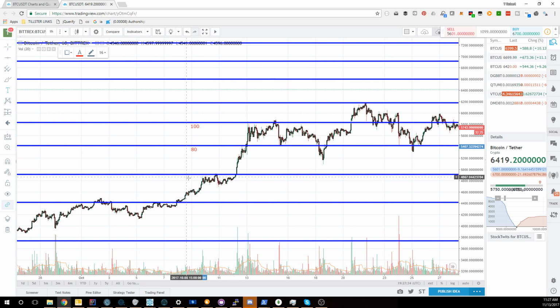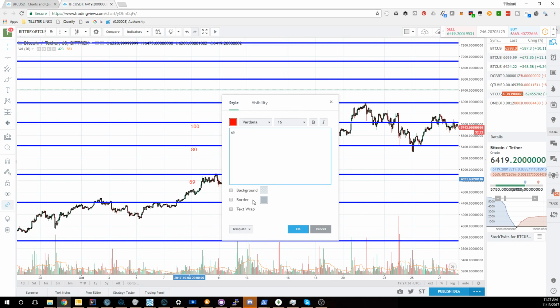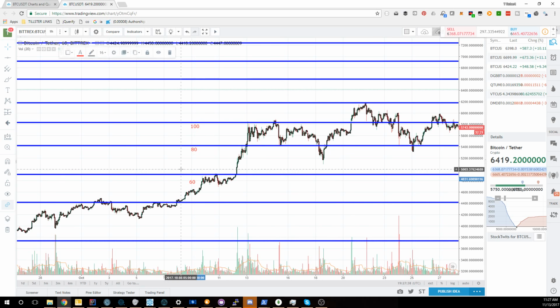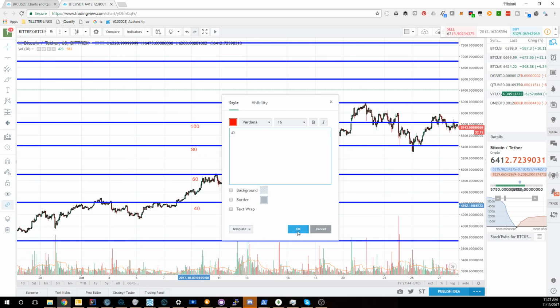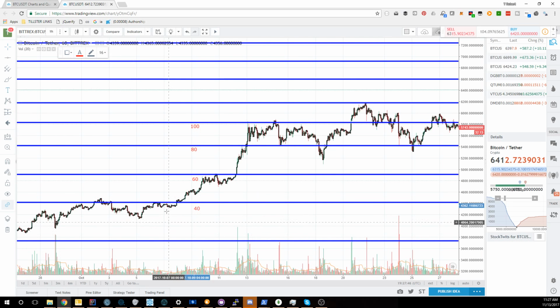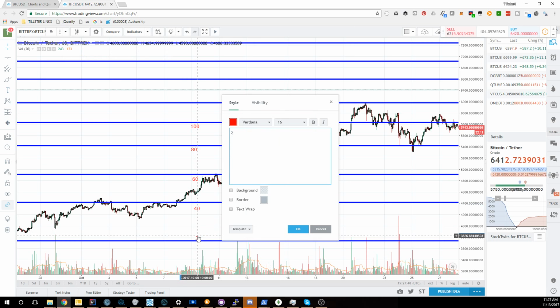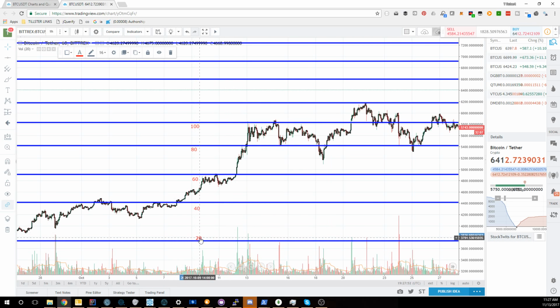Where's my text tool? This is 60. This is 40. And this is 20. We're just using some made-up numbers here to make these calculations a little bit easier. Obviously, you'd be using the real price of the market that you're trading. But let's say for a minute that this is where we are.